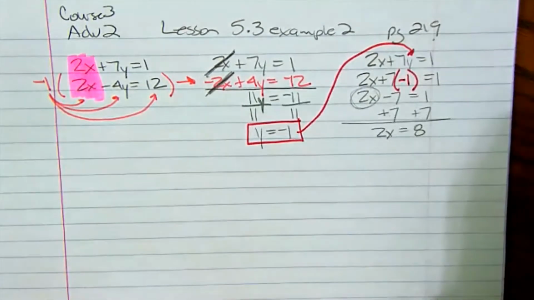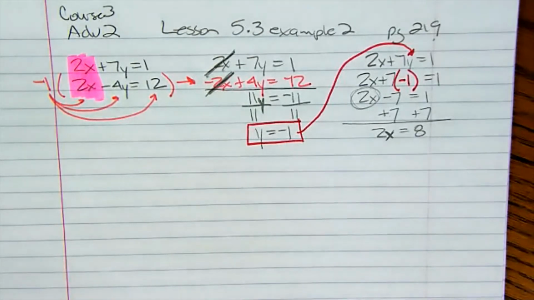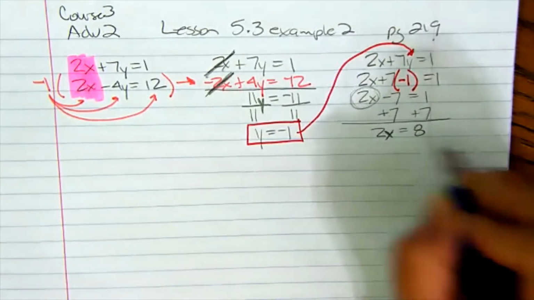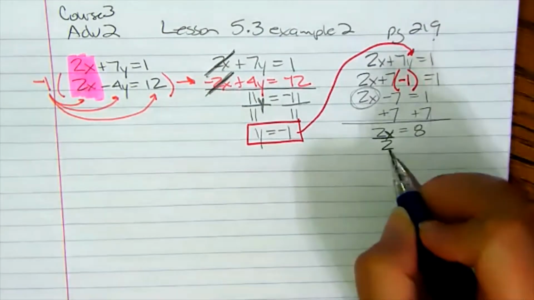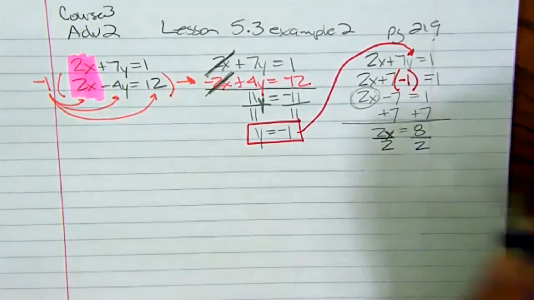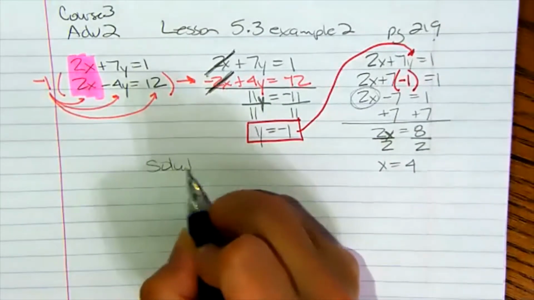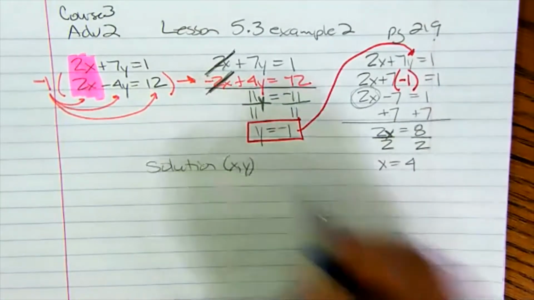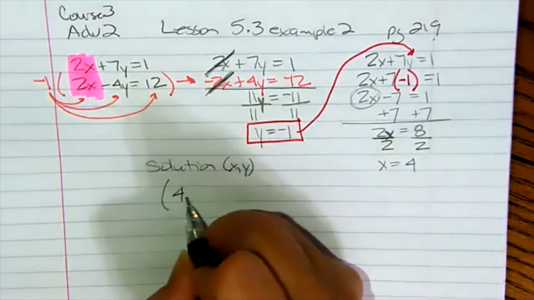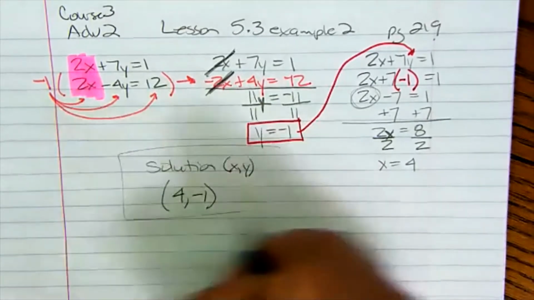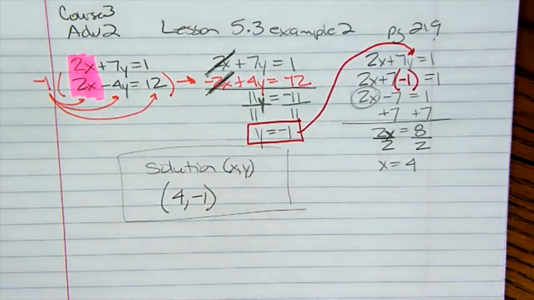2x equals 8. I still want to isolate my variable. So I need to get rid of this times 2. So I'm going to divide by 2. What I do to one side, I must do to the other. X equals 4. So we know that a solution is always x, y. And yes, order matters. X is 4, y is -1. Boom. That's what we did yesterday.